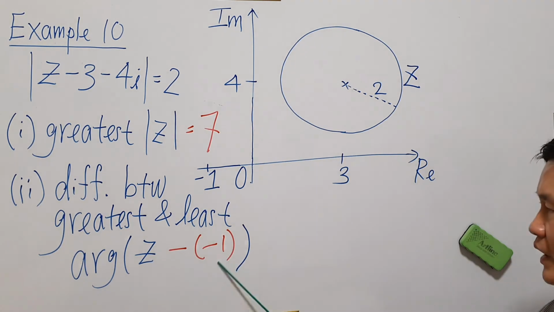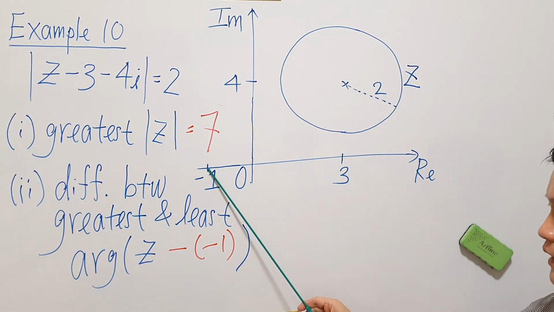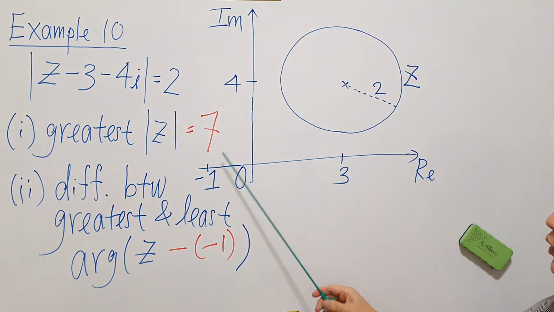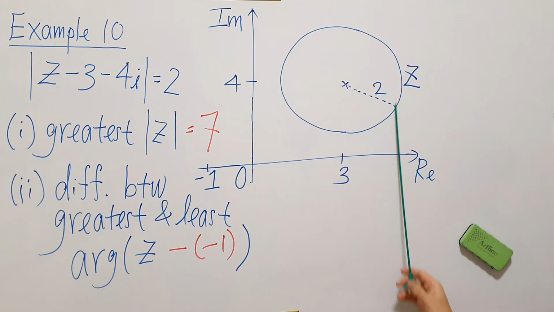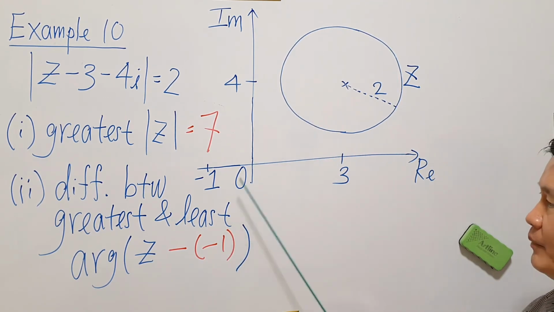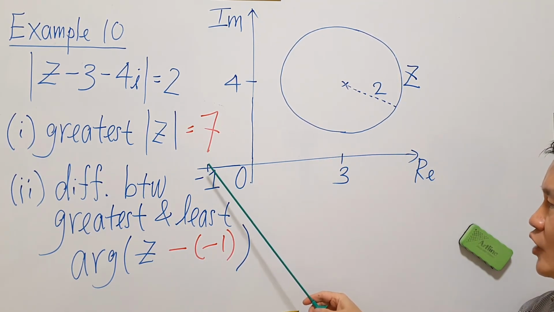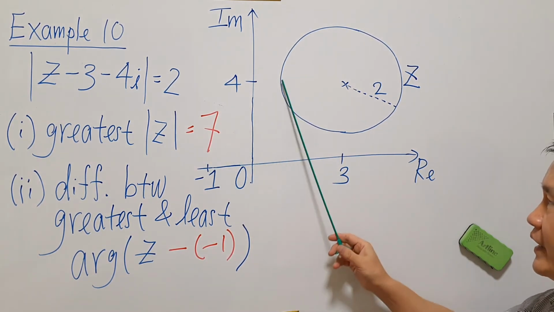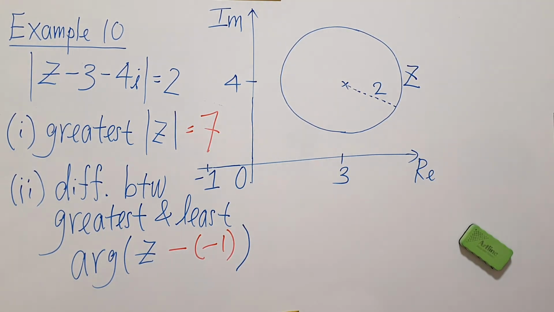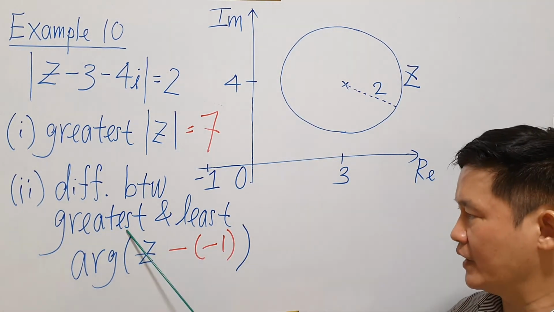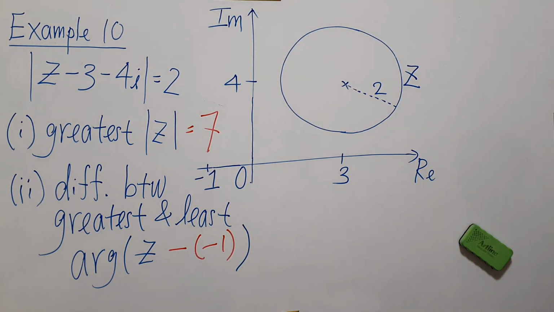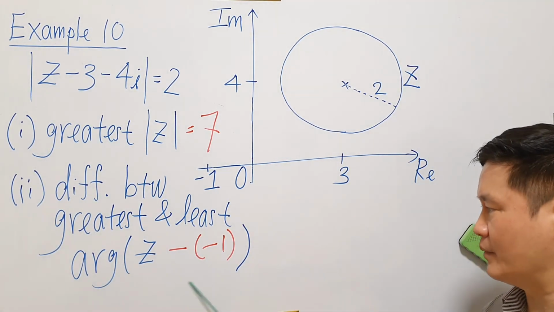So where's the point minus 1 from here? This point is minus 1. From the point minus 1, you want to join up to some z value on the circumference. And among all the possible lines that can join from minus 1 to z, there are many possibilities. You want to look for the one that will achieve the greatest and the least argument. Starting from minus 1, how can I draw a line such that I achieve the greatest argument of this complex number?